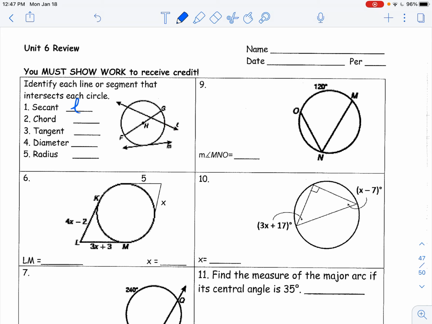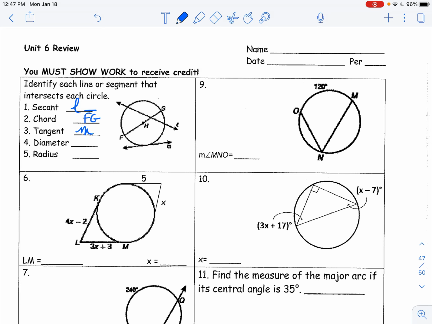Now a chord is a segment and its endpoints are on the circumference of the circle. So in this case, the chord would be FG. Now a tangent is only going to intersect the circle once. In this case, line M is going to have just one intersection with this circle. Its point of intersection would be right here. Let's go ahead and identify this as line M.